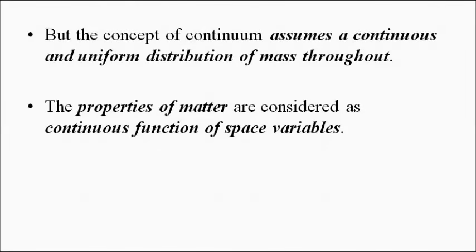As a result, the properties which we assume to be constant everywhere are not like that. So the concept of continuum assumes a continuous or uniform distribution of whatever property we are studying, which we assume as constant everywhere, but actually it is not. So let us take the example of density of a substance.